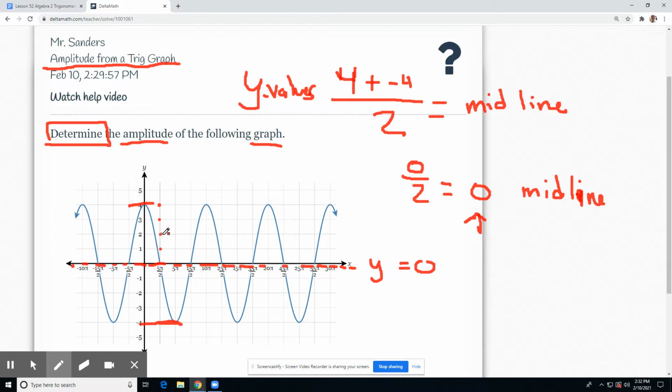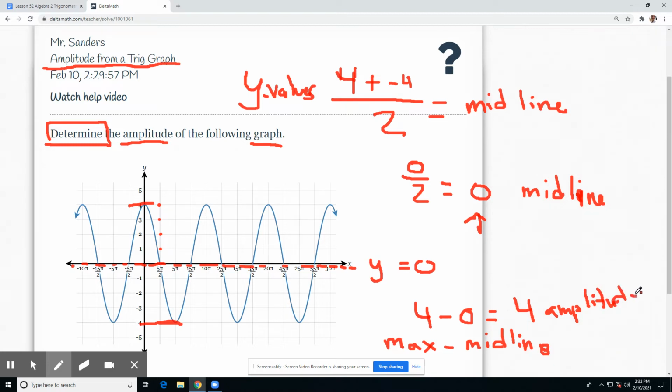So the value is basically your maximum. That's kind of the easiest way. The max minus your midline is going to give you the amplitude. Now, it's real important to get a hold of these formulas because sometimes they're going to be decimals or fractions, and you can't just count it out. You need to plug them into the formulas.